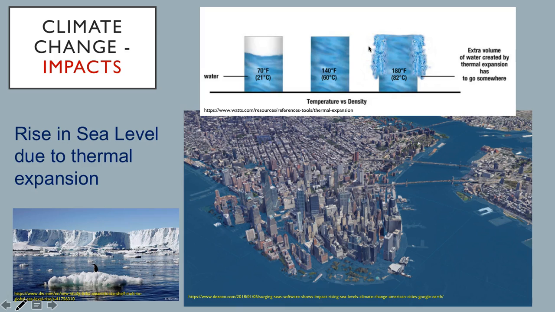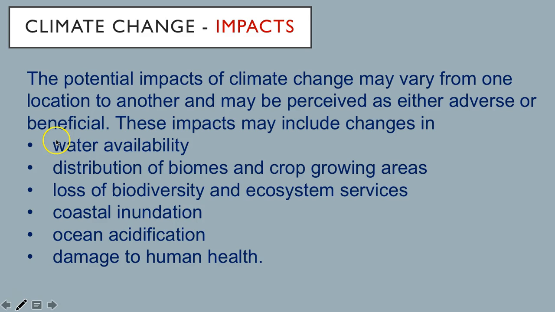The thermal expansion of water results in greater volume of water, as shown here. This extra volume has to go somewhere. This is a software-generated image of the impact of rising sea levels that will come upon U.S. cities. The thermal expansion of water will have a greater impact on rising sea levels than the melting ice sheets. So this brings us to this IB syllabus statement, which is essentially an extension of the last 4 slides.